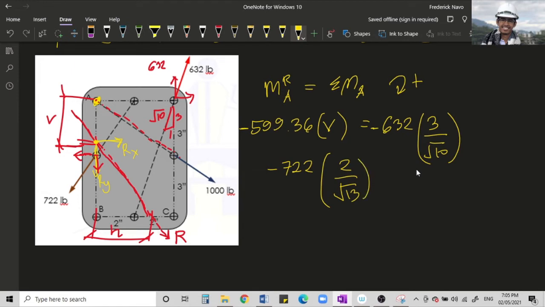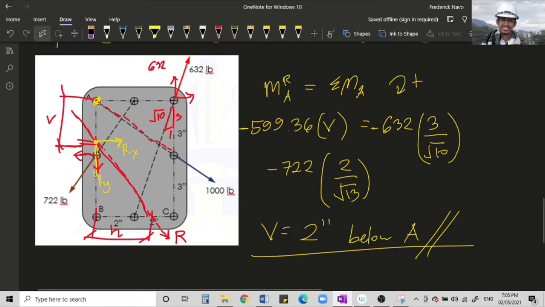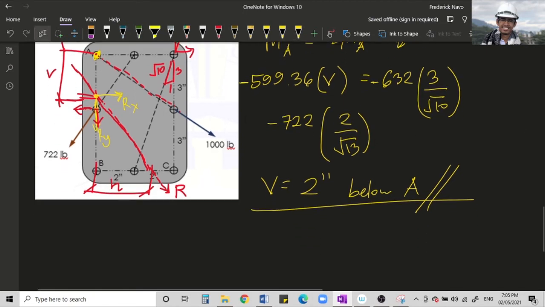So, that is equal to, so, simplify na natin yung equation natin. So, makukuha na natin yung vertical distance ng V. So, that will be, V will give us 2 inch. Okay? So, yung V natin will be 2 inch below point A. Okay? So, this will be our answer for the vertical distance from point A.